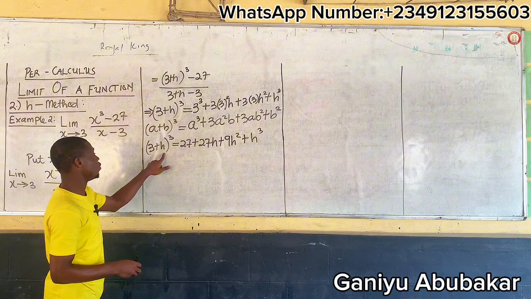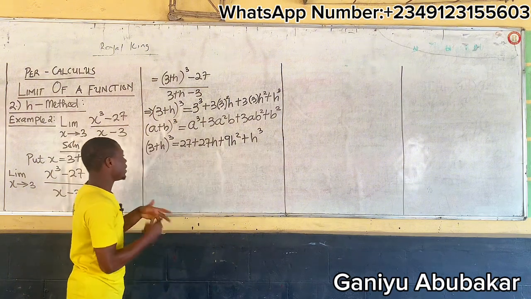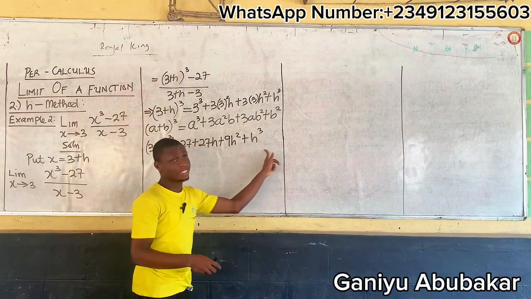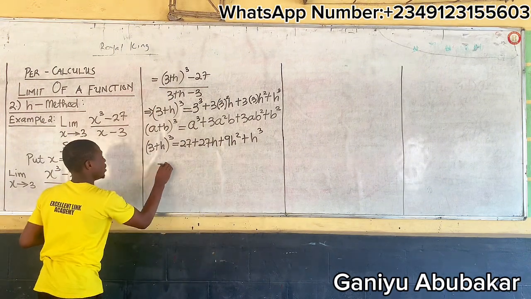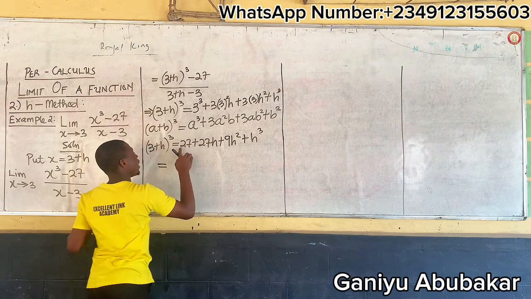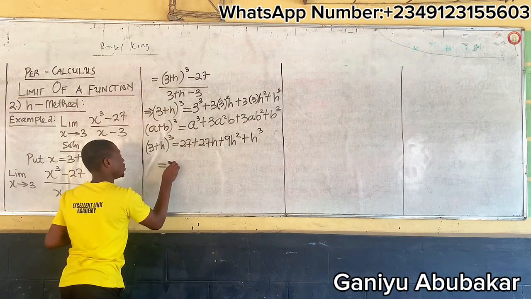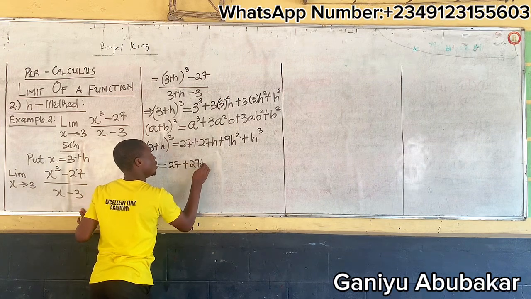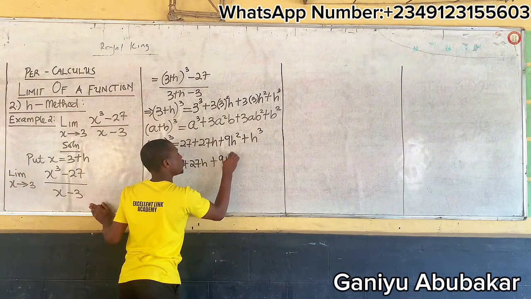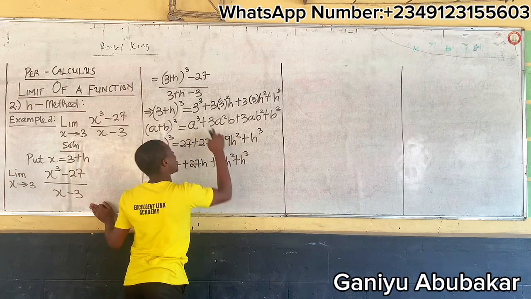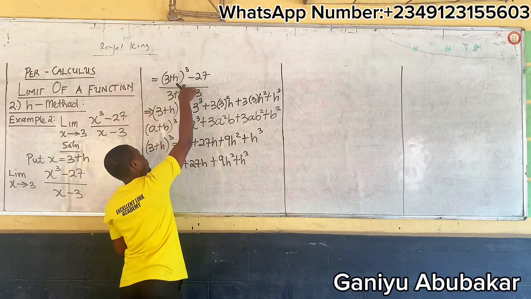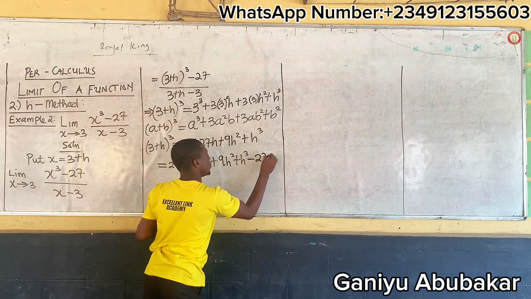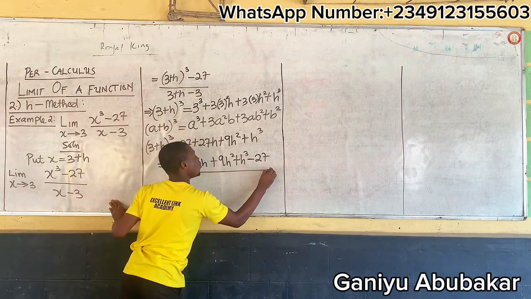So on expanding this, I have this expression here. Anywhere I see 3 plus h cubed, I'll replace it with this value. So 3 plus h cubed is now everything here. So I have 27 plus 27h plus 9h squared plus h cubed as the expanded value for this. Don't forget that we have 27 left. So minus 27, all over h.